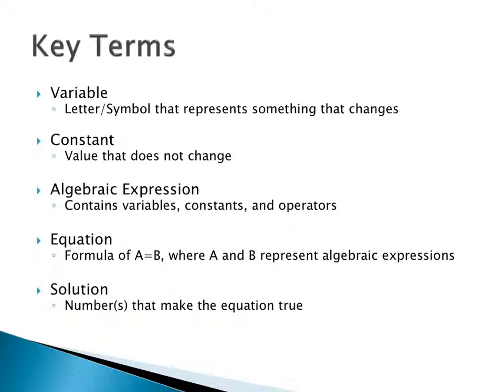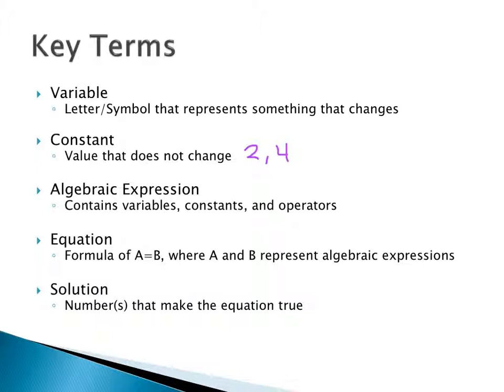Our second key term is a constant. A constant is a value that does not change. In algebra, a constant can be represented as basically just a plain old number. Take, for example, the number 2 or the number 4. Those numbers are constant. They're not changing. They represent a specific value.